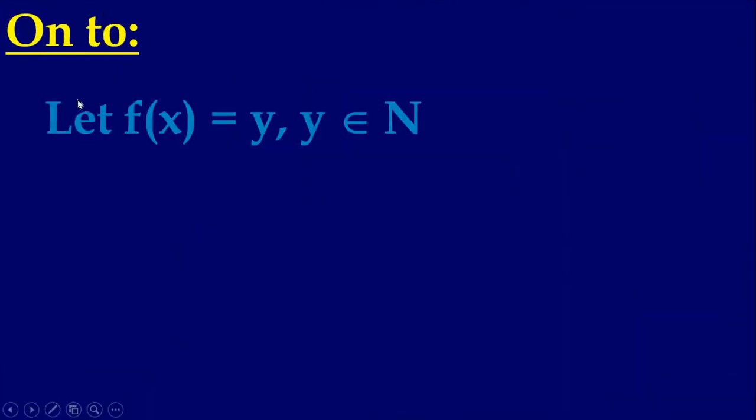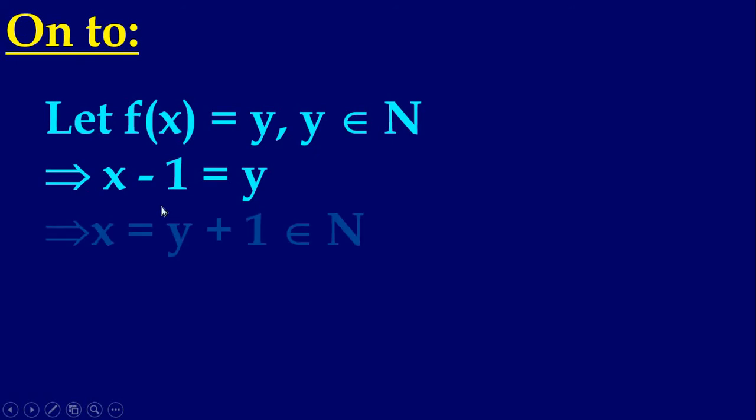Next we prove that this function is an onto function. Now here we take f(x) = y and y belongs to N. Here f(x) is x - 1. So x - 1 = y and we solve for x. So x = y + 1. And y + 1 is a natural number.